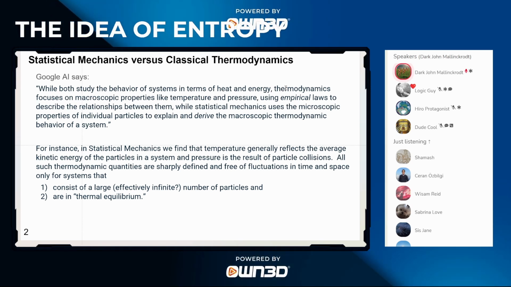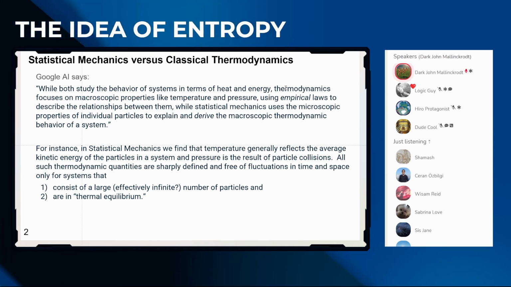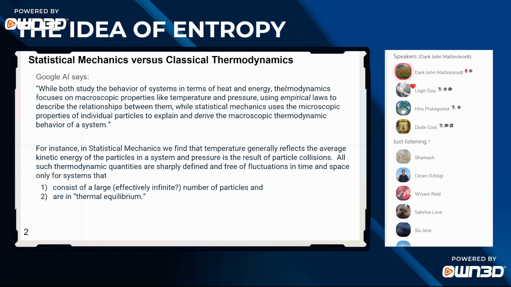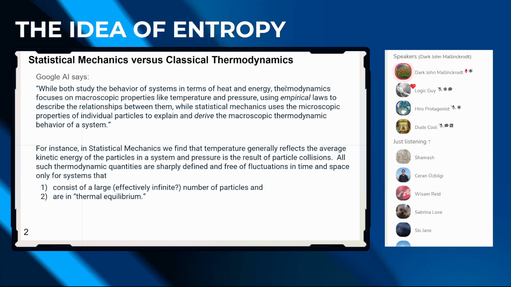But the fact is that they are very sharply defined and entirely free of fluctuations in time and space for systems that consist of a large, really technically infinite, effectively infinite number of particles, and that are in thermal equilibrium. So only for systems that are in thermal equilibrium can you talk about the pressure. For instance, a gas in a box. If that gas has not come to thermal equilibrium, then it doesn't have a pressure.